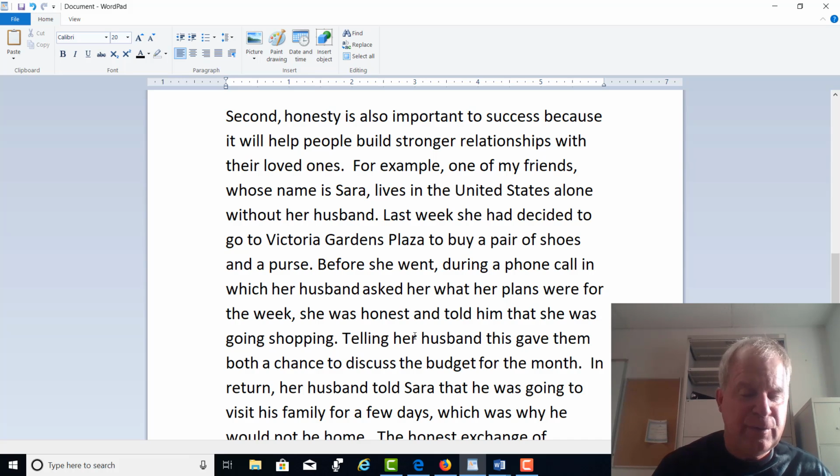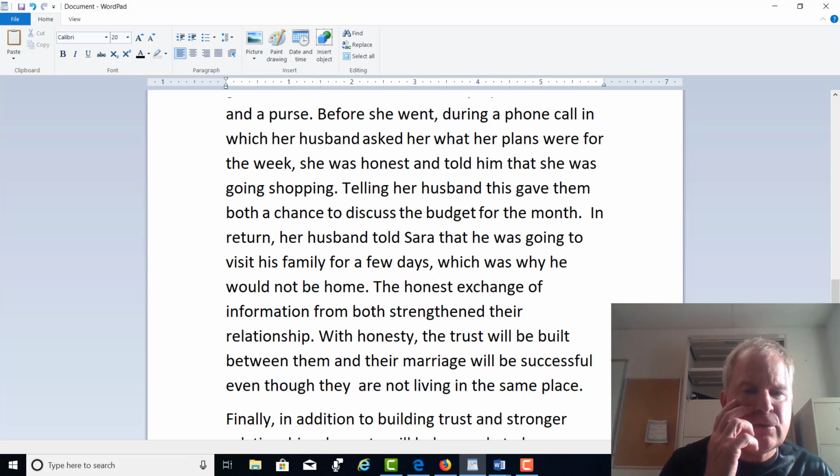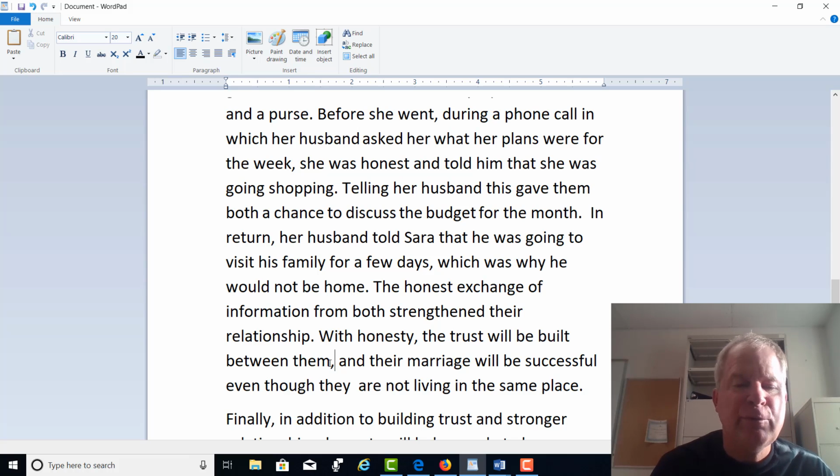In return, her husband told Sarah he was going to visit his family for a few days, which is why he would not be home. The honest exchange of information from both strengthened their relationship. With honesty, the trust will be built between them and their marriage. Maybe put a comma here. The trust will be built between them, and their marriage will be successful even though they're not living in the same place.